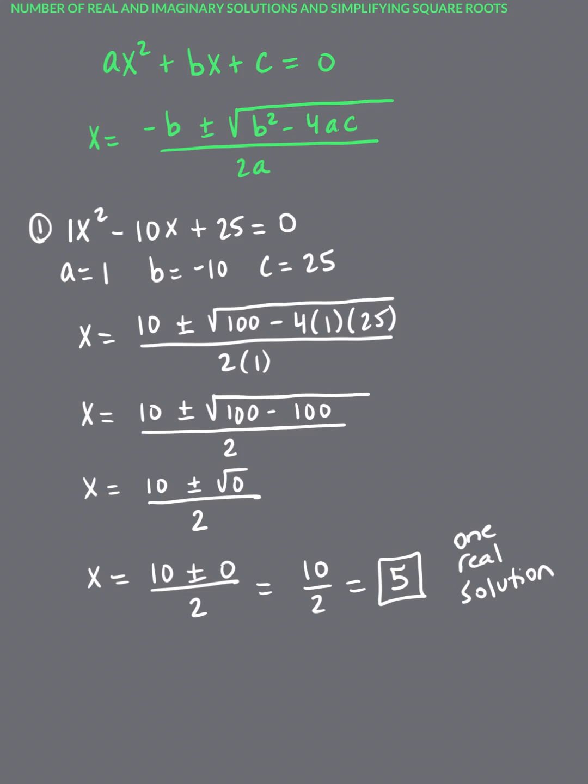Now, sometimes you'll be asked to just determine how many and what type of solutions a quadratic equation has. And you don't actually have to solve it, you just have to say how many and what type. So the only thing that you have to actually find in that case is this part that's under the square root. This is what determines how many and what type of solutions you have. This b squared minus 4ac part of the quadratic formula is known as the discriminant.